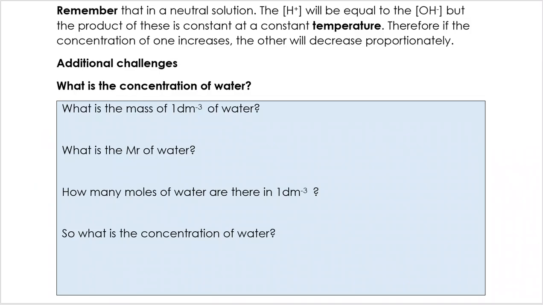Slightly different question, but it's one that gets you thinking. What is the concentration of water? So guiding you through this, the mass of 1 decimetre cubed of water, knowing water has a density of 1 gram per centimetre cubed, is 1000 grams. And we know its molecular mass is 18. So if we know its mass and we know its molecular mass, we can work out the number of moles, 55.5. And therefore the concentration of water is 55.5 moles per decimetre cubed.